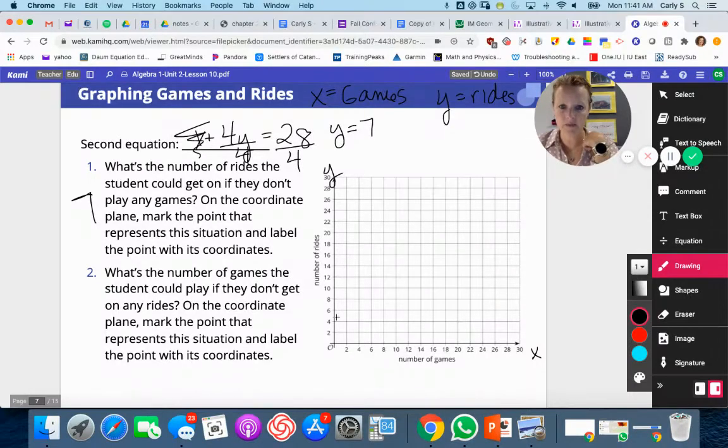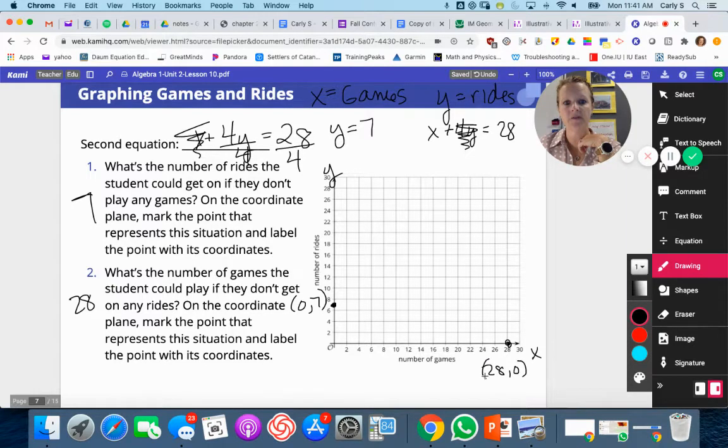So on the coordinate plane, mark the point. 7 is right here, and its ordered pair is 0, 7, because I put 0 in for x and got 7 for y. What's the number of games the student could play if they rode no rides? Okay, so x would be 28. We label that here. We're going to have 28, 0. That represents 28 games, 0 rides. I assume the next page is going to tell me to draw a straight line. Cool.